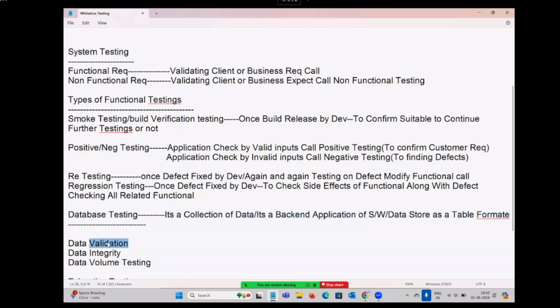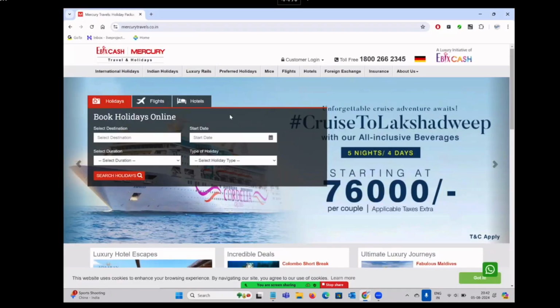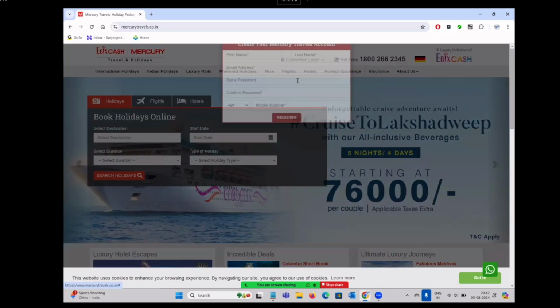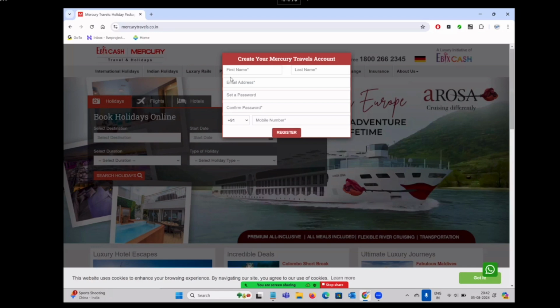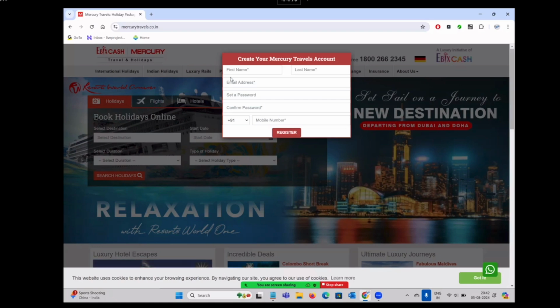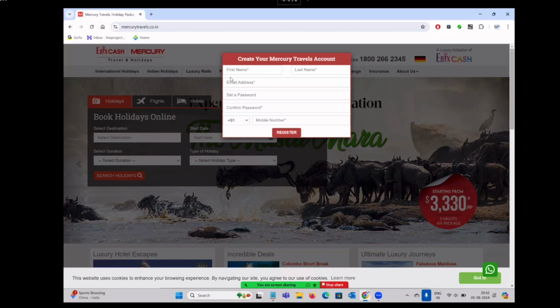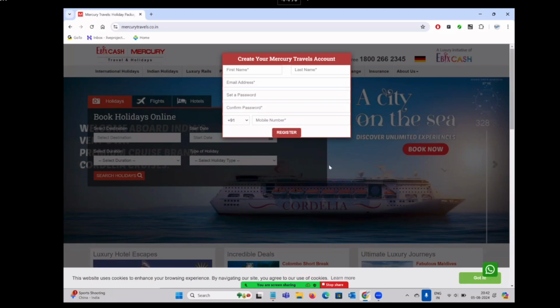Next, validation, integrity, as well as data volume testing. Let me take the example of Mercury. Today I'll go to register and create a new account. I'll enter the new first name, new last name, and all those new details, then click on register. Whether the new data is correctly inserted in the backend database or not is called data validation.